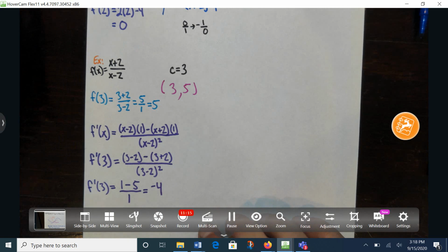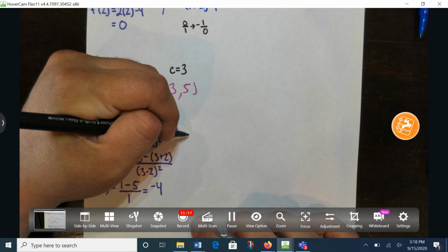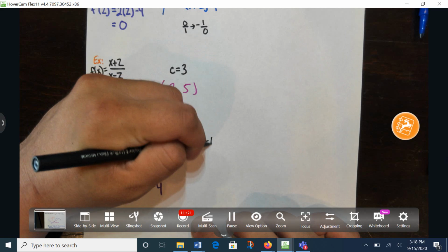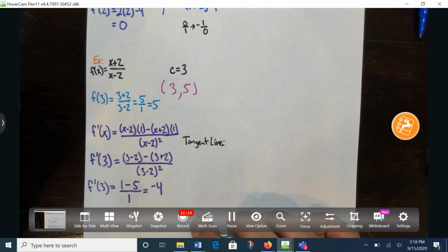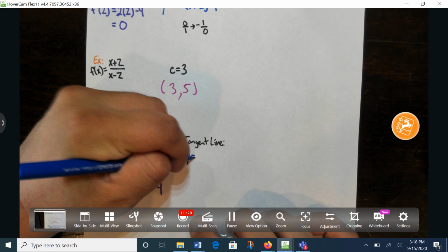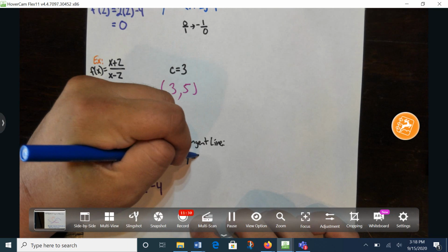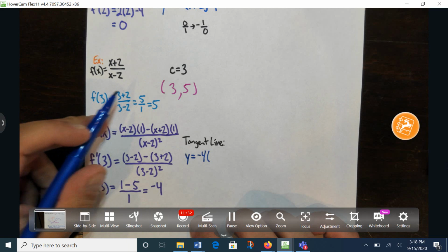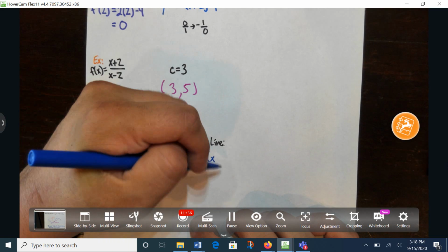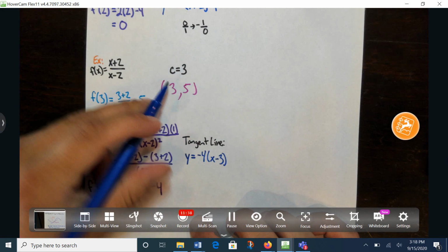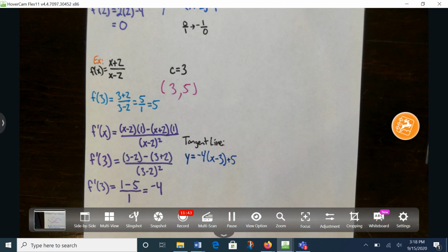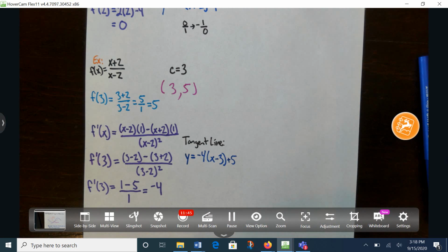Let's now create our tangent line. So the tangent line is going to be y equals our slope, which is negative 4, times x minus our reference point, so x1, so x minus 3, plus our y of our reference point, plus 5. And that is the equation of our tangent line.